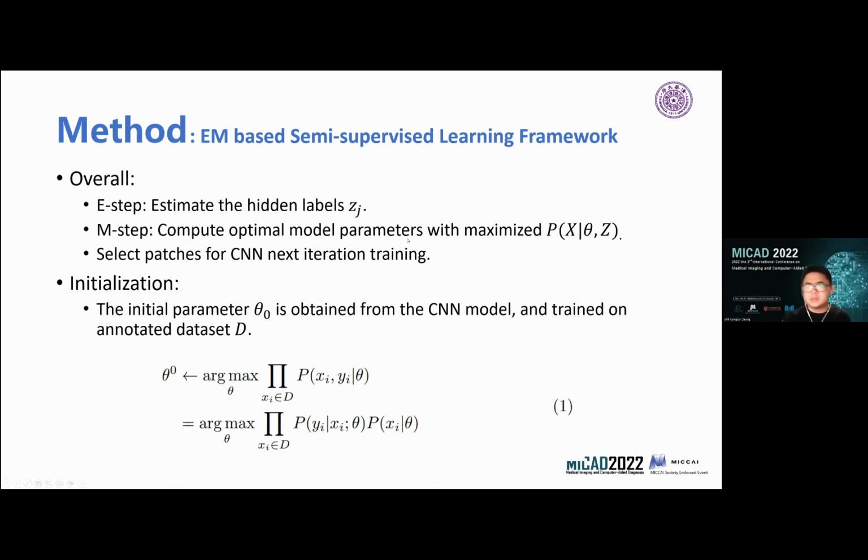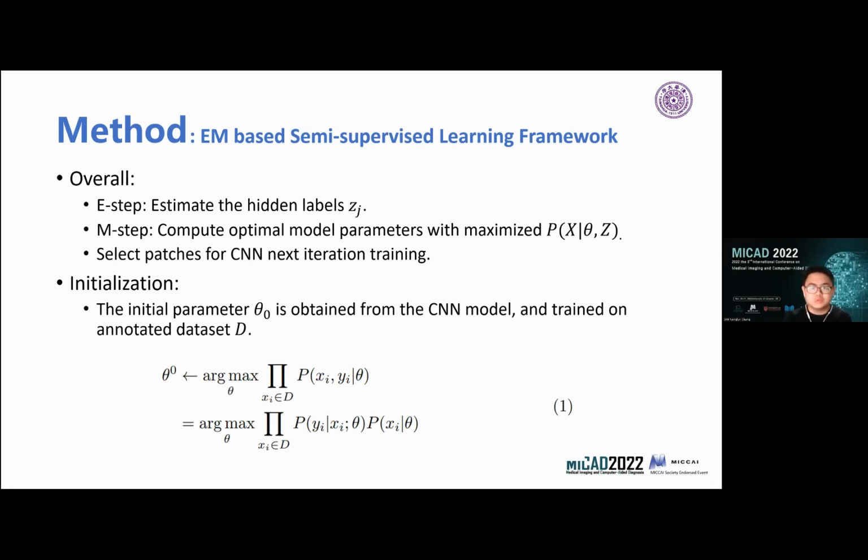Totally speaking, the E step in the EM algorithm is for estimating the hidden label of the Z_j, and then the M step is for computing the optimal model parameter with maximized probability.